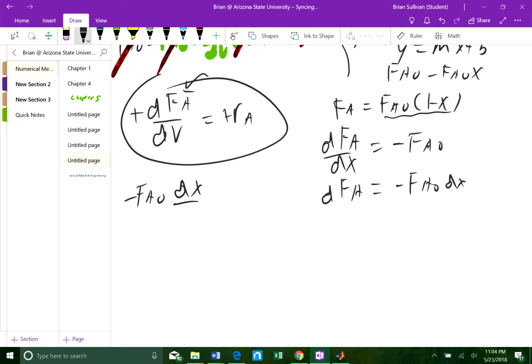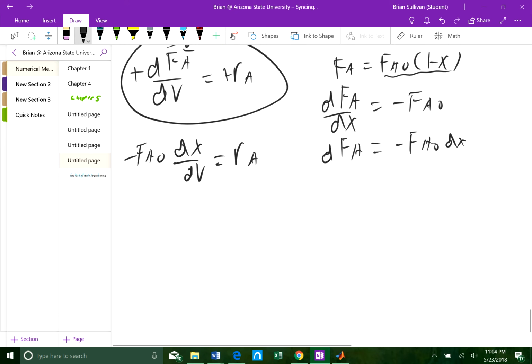dx over dV is equal to positive RA, trying to keep the signs consistent. Now I'm going to move the negative over to meet with the RA, because usually when we're given the reaction rate, it's in terms of the disappearance of A, which makes negative RA. So, okay, here we go. dx over dV is equal to negative RA.